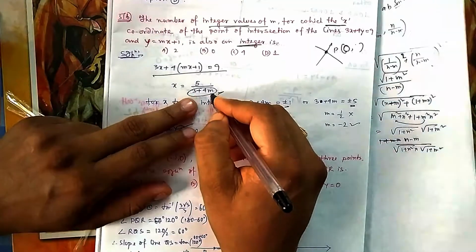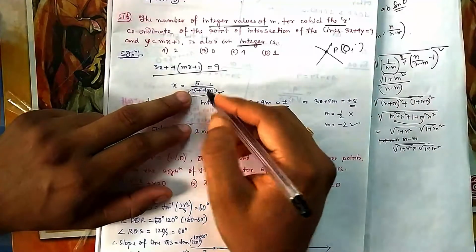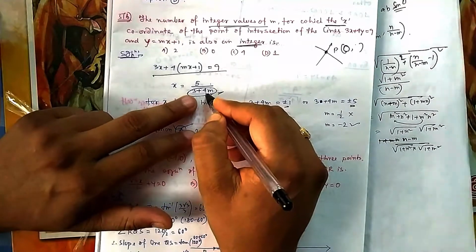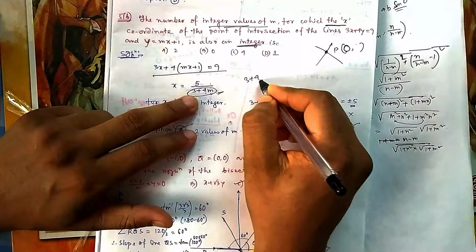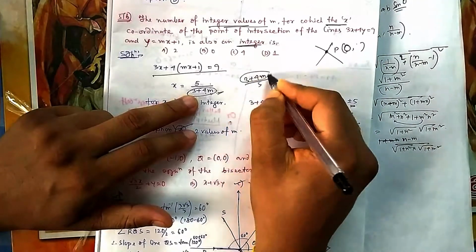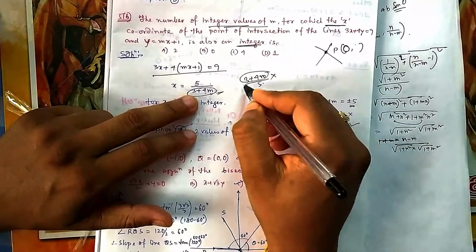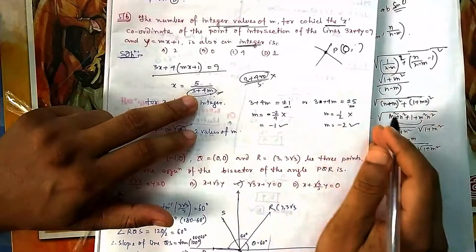If it is 10, then 5 by 10 will be half, but it has to be an integer, so it has to be 1 or 5. You check with any other things. Had it been in the numerator, then it could have been a multiple of 5. But here it is the case of the denominator, so it can be plus 5 or minus 5.